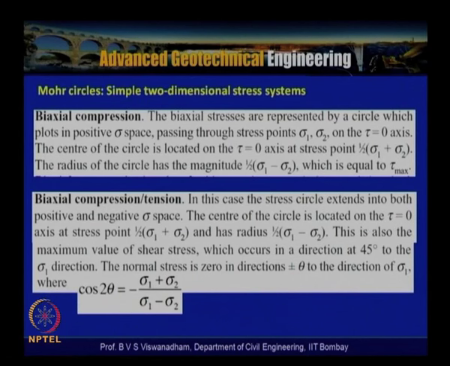This is also the maximum value of the shear stress, which occurs at 45 degrees to the sigma 1 direction, and the normal stress is 0 in directions plus or minus theta to the direction of sigma 1, where cos 2 theta is equal to minus of sigma 1 plus sigma 2 divided by sigma 1 minus sigma 2.